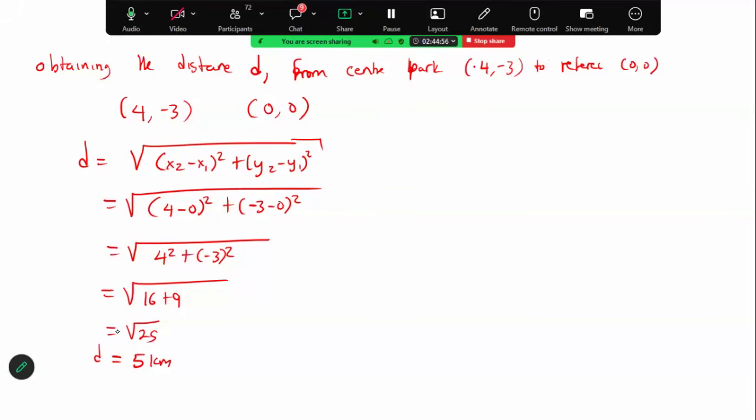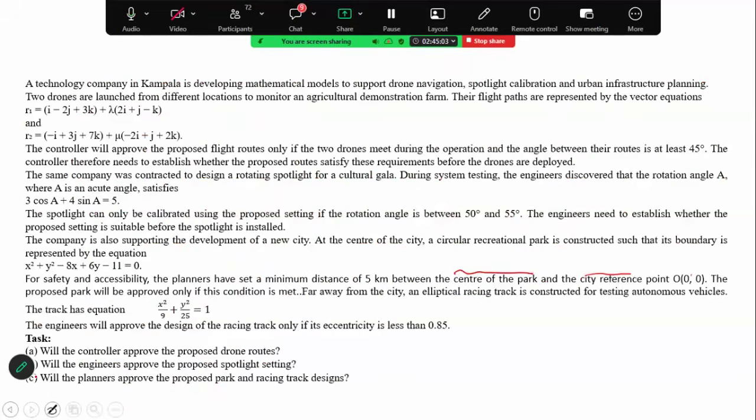So what should the engineers, was it engineers? You stick to the character being used in the scenario. Remember, the planners have set a minimum for safety and accessibility. So that means you will tell us that therefore the road will be easy to access and it is very safe. And therefore, they can go on and the proposed park can be approved. Okay, so that is how you attempt that part.